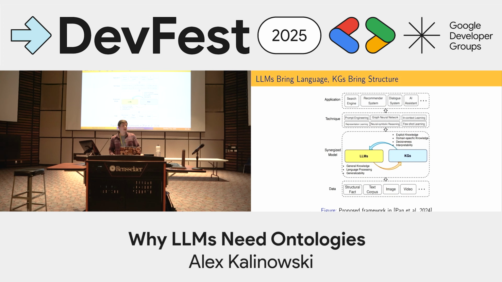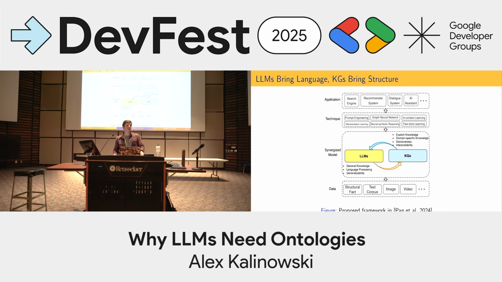LLMs help bring language, while knowledge graphs bring structure to that language. So this is a snapshot from a proposed framework back in 2024, which is still fairly recent, although at the rate that AI research goes today, that's ancient. But we see this synergized model in the middle, where the LLM provides this general knowledge, language probabilities that really underlie the structure of those LLMs, whereas knowledge graphs bring this domain-specific structure and knowledge. And it's done in a very explicit way.